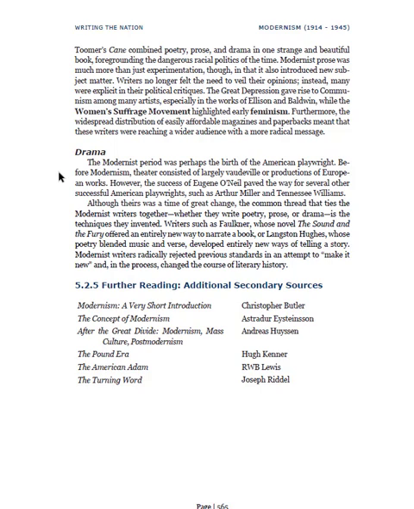Although theirs was a time of great change, the common thread that ties the modernist writers together, whether they write poetry, prose, or drama, is the techniques they invented. Writers such as Faulkner, whose novel The Sound and the Fury offered an entirely new way to narrate a book, or Langston Hughes, whose poetry blended music and verse, developed entirely new ways of telling a story. So modernist writers radically rejected previous standards in an effort to make it new, and in the process changed the course of literary history.